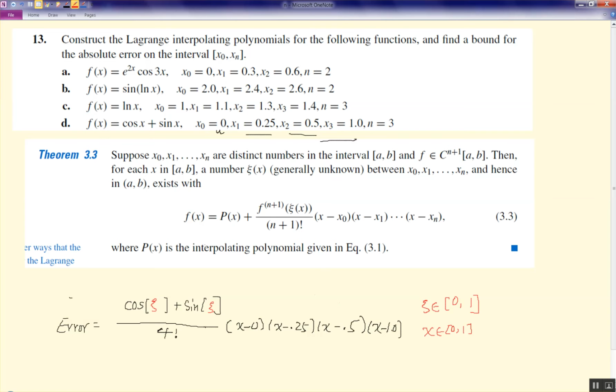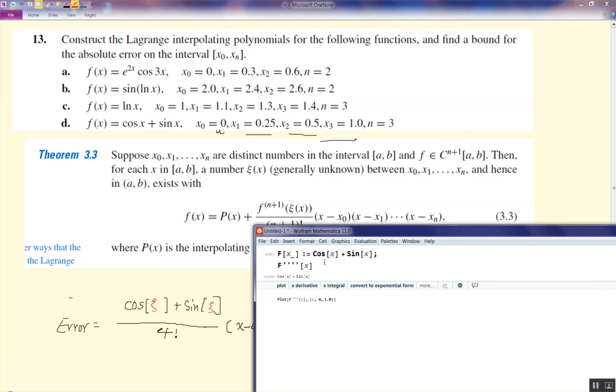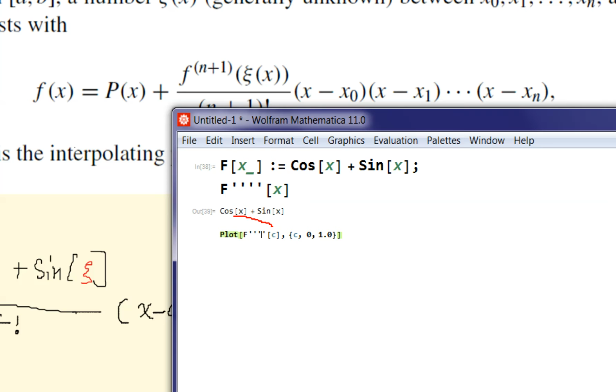So basically we have two jobs to do. One is to bound this term using xi. The other one is to bound this term for x. There are two different values. So now let's do the first one. To bound the first one, I can quickly take a look at the graph of the fourth derivative, where xi is from 0 to 1. So basically, this is what I'm trying to look at using my graph.